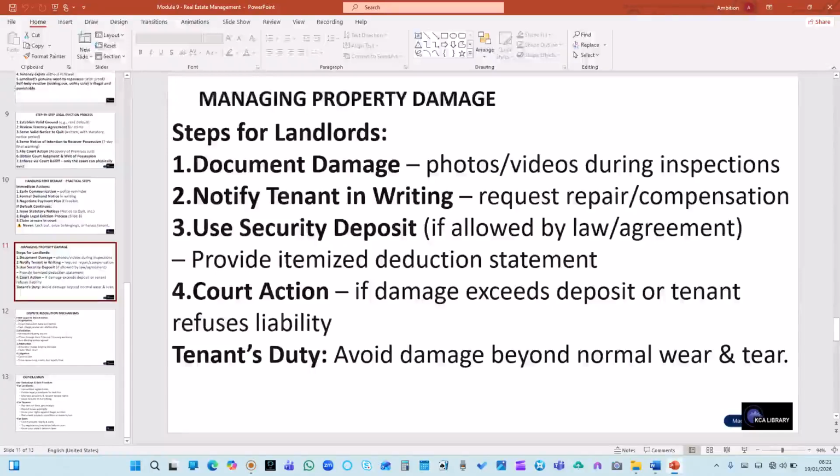Then number three approach is to use the security deposit if allowed by the agreement, and provide an itemized deduction statement. So if there is a deposit made by the tenant, the landlord will use the security deposit as stated in the agreement. Then if there is not, the landlord can also take court action, that is, if damage exceeds the deposit or the tenant refuses liability. Then the tenant's duty here is to avoid damage beyond normal wear and tear in order to avoid court action.